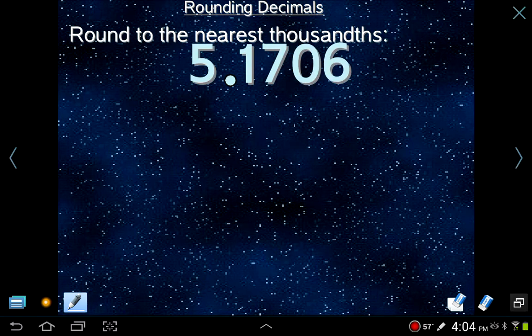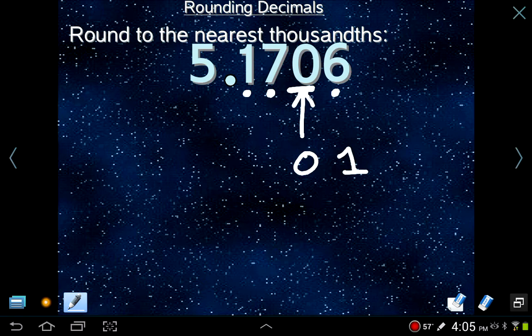Now this one says round to the nearest thousandths place. Okay, so let's do this together. Let's find the number that's in the thousandths place. What number is in the thousandths place? Now if this doesn't come to you easily, just count over. Tenths, hundredths, thousandths, 10,000ths. Now we're rounding to the nearest thousandths, so this is the place value that we're rounding. So that 0 is either going to stay a 0 or it's going to turn into a 1. Okay, so let's see what happens.